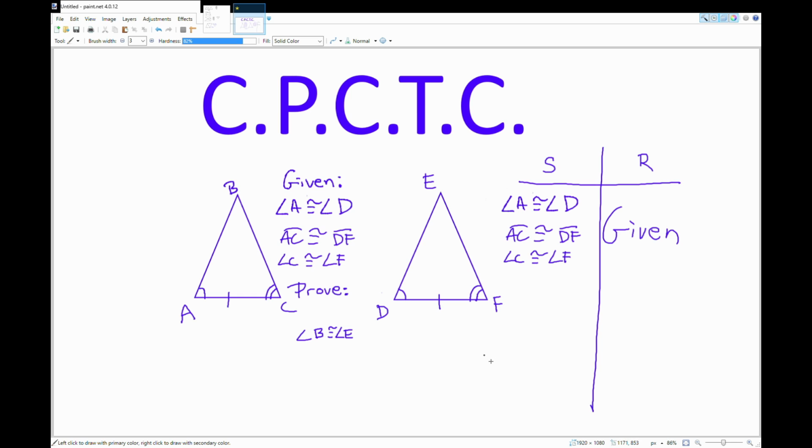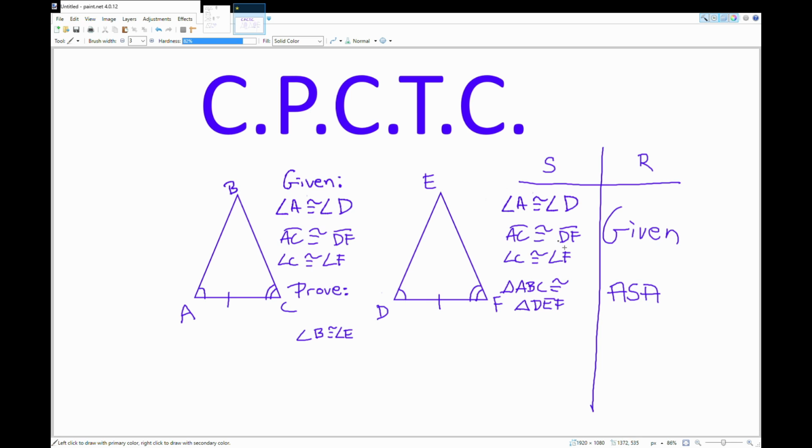All right. Do we have enough information right now to prove that they're congruent? If we do, we're almost done with our proof. If not, we're going to have to come up with more information. Well, as I look at it, I see that we do actually have a triangle congruency. We have angle, side, angle. So I can actually say triangle ABC is congruent to triangle DEF by angle, side, angle.